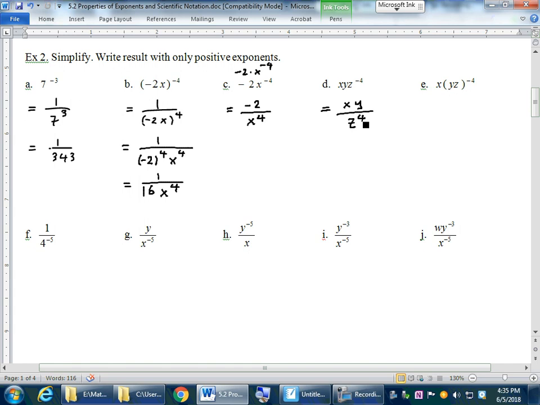And lastly, example E, it will become x over yz to the 4th power. By reciprocating it, it becomes the positive exponent. And then you use property number 4, which gives y to the 4th power and then z to the 4th power.